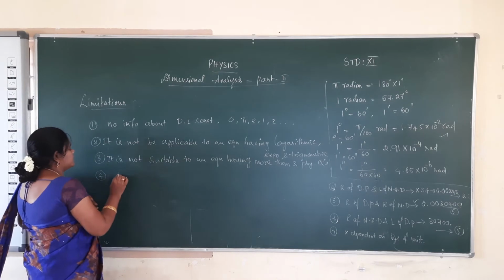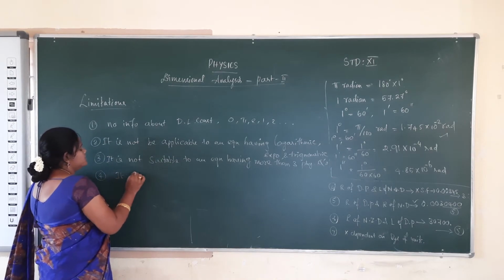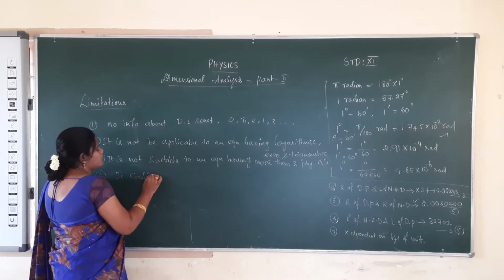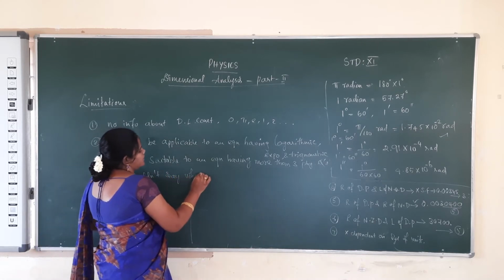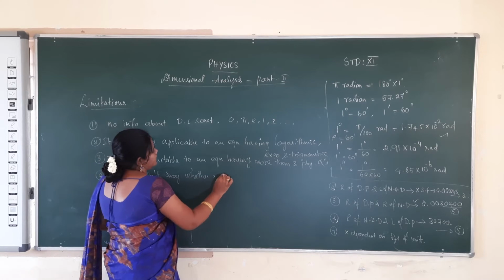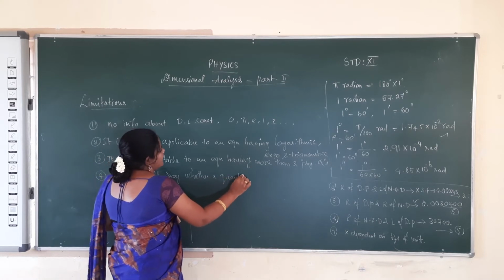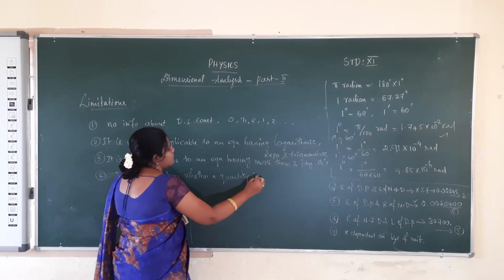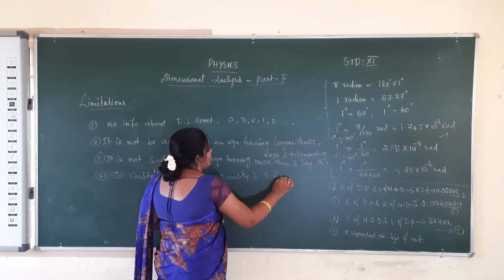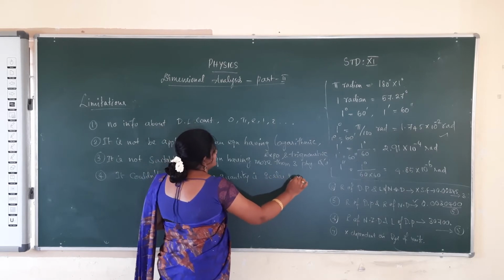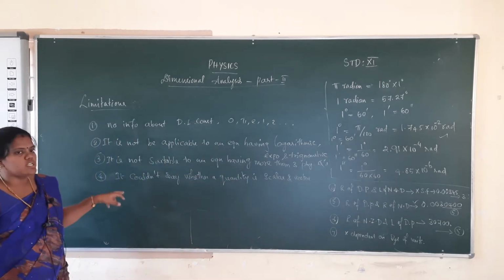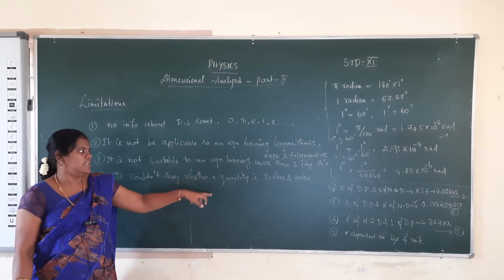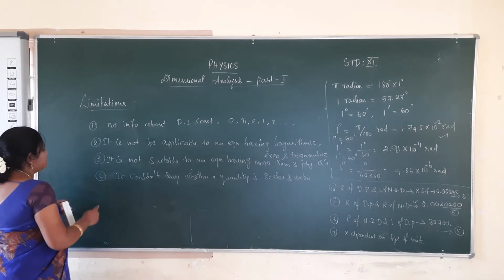So dimension analysis couldn't say whether a quantity is scalar or vector. Whether a quantity is scalar or vector is not denoted by dimension analysis. So dimension analysis couldn't say whether a quantity is a scalar or a vector. Then the fifth one.